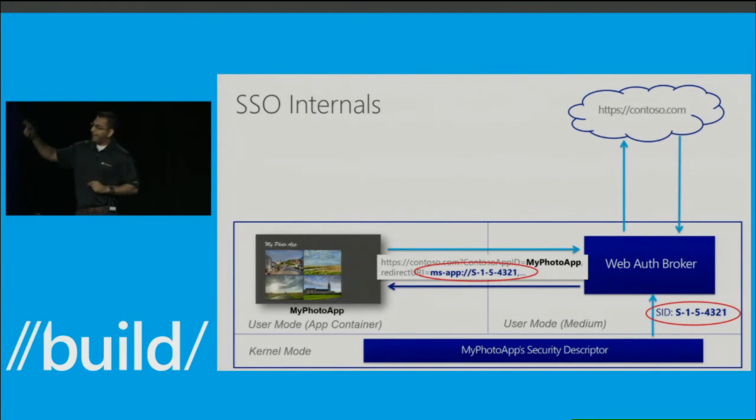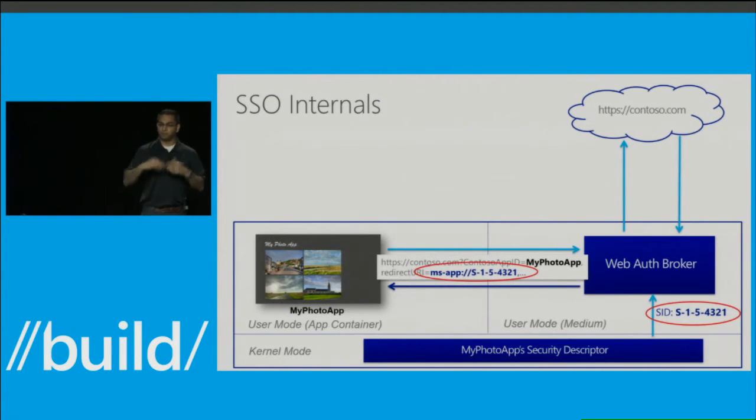Because the bad app now cannot spoof its security descriptor, when Web Auth Broker finally encounters the MS app, it matches the SID that it got back from the redirect URL and that of the calling application, which in this case is the bad app. And in the bad app's case, these two won't match. So, well, we won't go back. So the bad app can't just piggyback on a good app and impersonate and get back an authentication token.